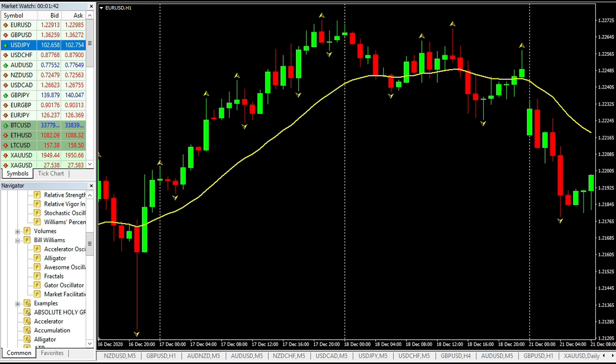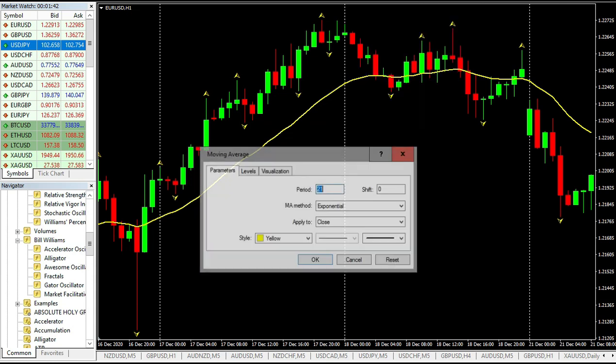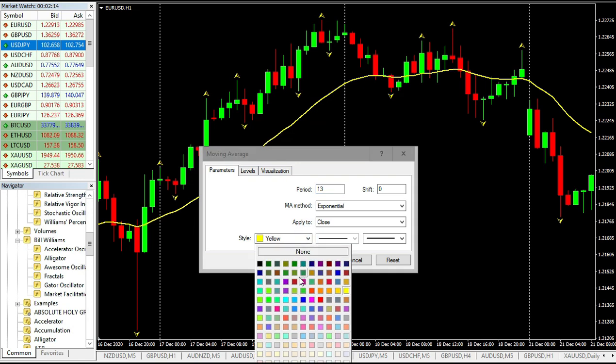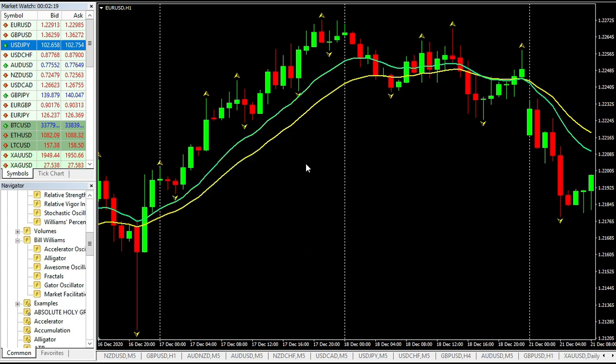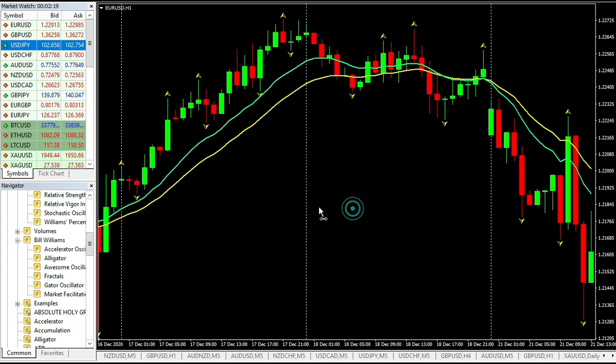Now we're going to plot one more moving average, which is going to be period 13, and then we will change the color to aqua or green. Okay, green. Right. So these are the two moving averages. One is the 13 period moving average and the other one is the 21 period moving average. Now let's see how we're going to trade.